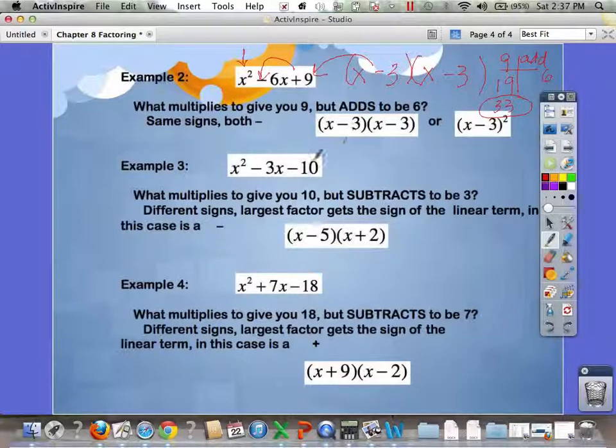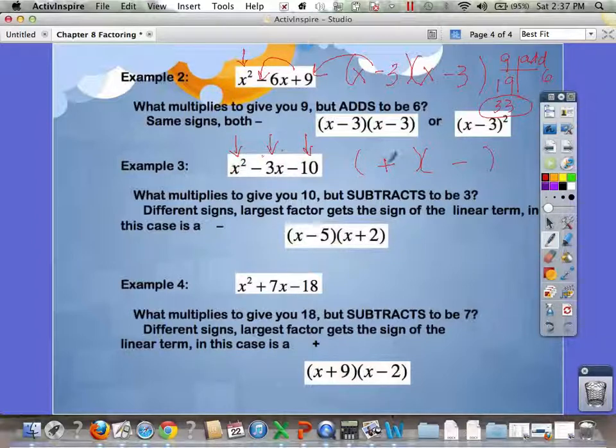All right. This one says x squared minus 3x minus 10. This is our quadratic term. This is our linear. This is our constant. All right. We look back here and it is a minus sign. That means opposite sign. So we go ahead and make our parentheses. One's got to be positive. One's got to be negative. Does it matter which one you start with? No. But it will matter when you put your numbers in.